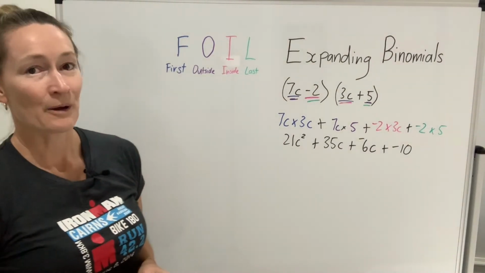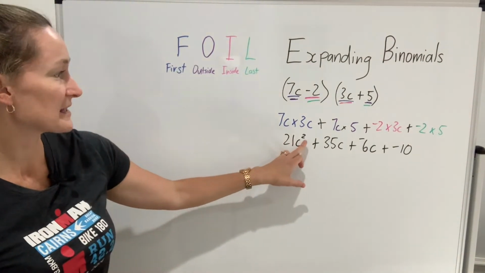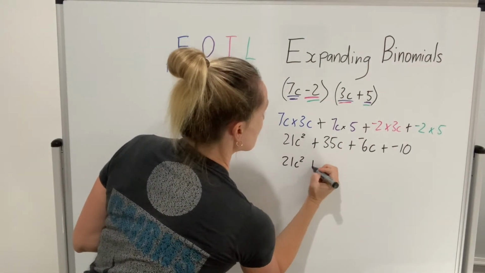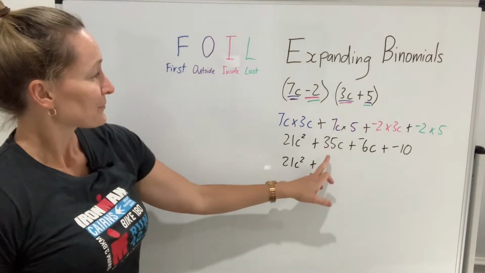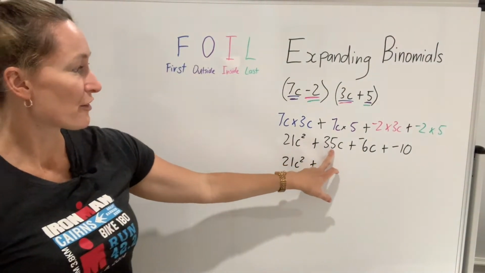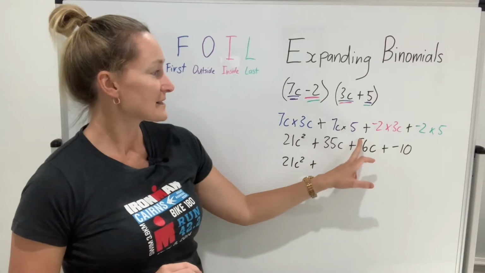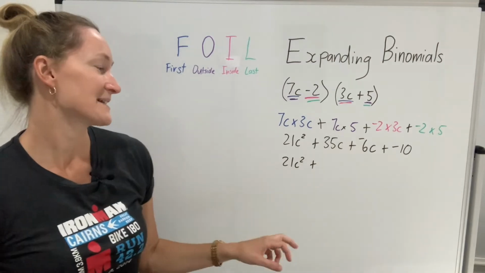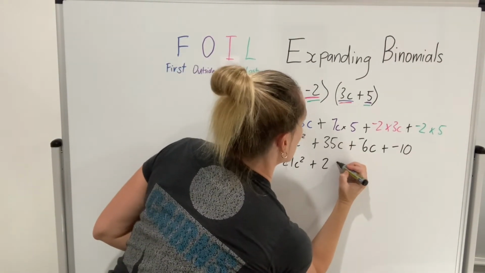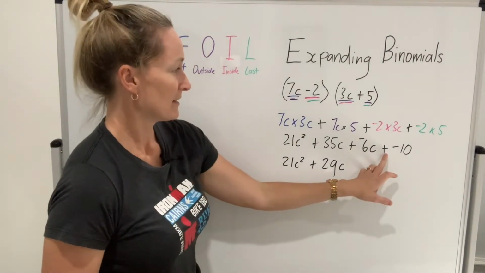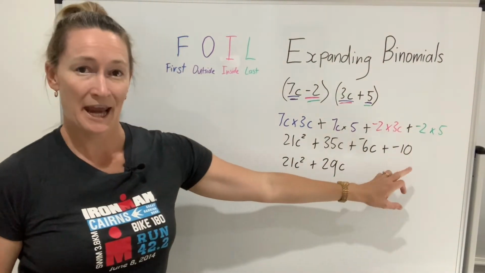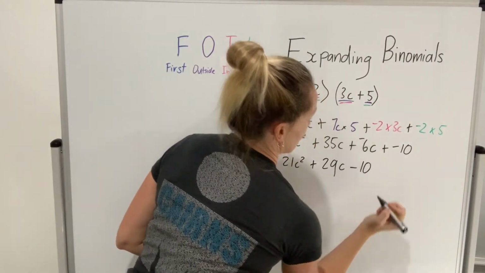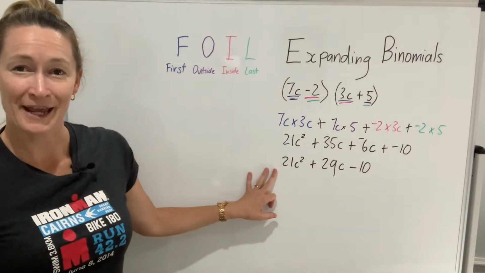And from there, again, we combine our like terms. So c to the power of 2, that's our only one there. So 21c to the power of 2 stays as it is. And then we've got 35c plus negative 6c, or 35 take away 6. So we'll have 29c left plus a negative 10. So plus negative 10, that's the same as saying take away 10. And there's our final answer.